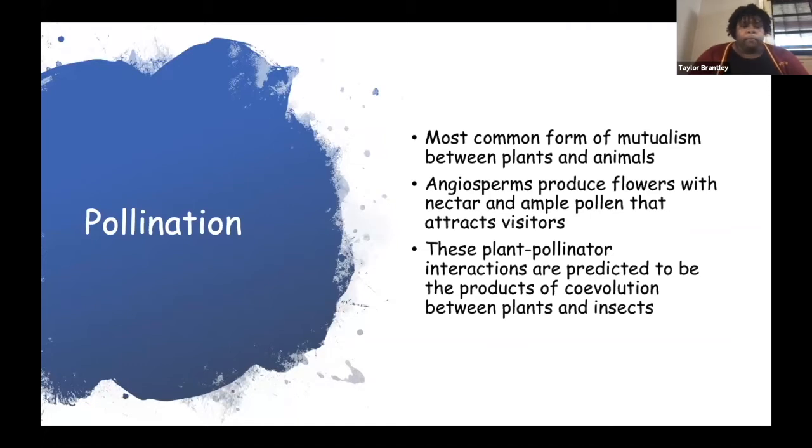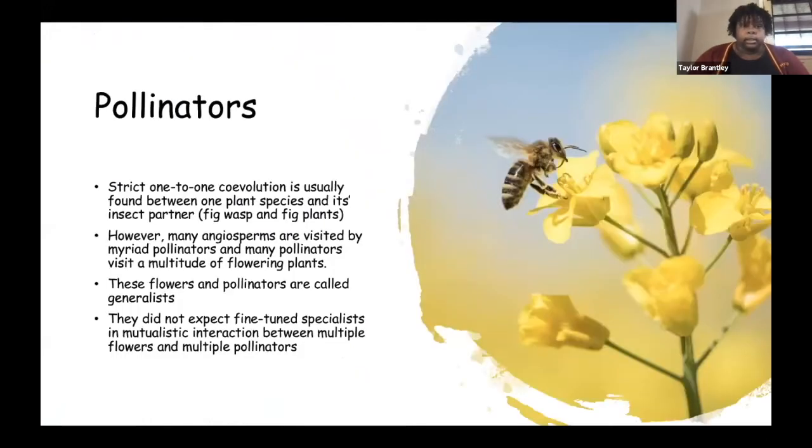Pollination is the most common form of mutualism between plants and animals. Angiosperms, which are plants that have flowers and produce seeds enclosed within a carpel, produce pollen to attract visitors, and in return, these visitors transport pollen and affect pollination. These plant-pollinator interactions are predicted to be the products of coevolution between plants and insects.